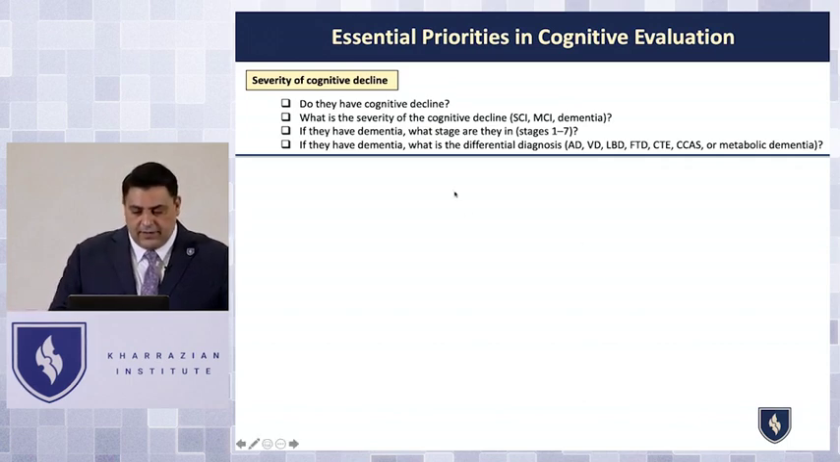So the first question is, do they have cognitive decline? And then the next part is, what is the severity of their cognitive decline?